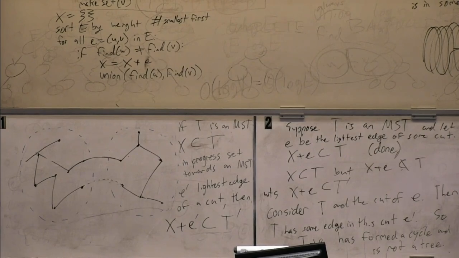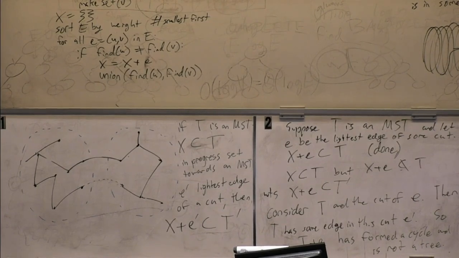So consider T prime, which is T plus E, but then you subtract off an edge E prime. So you add edge E, but then you remove edge E prime, which was already part of the MST, right? Yes. We want to prove that T prime is also an MST, right? So we're going to take T, add the lightest edge of this cut, and then remove an edge that was already in the cut.